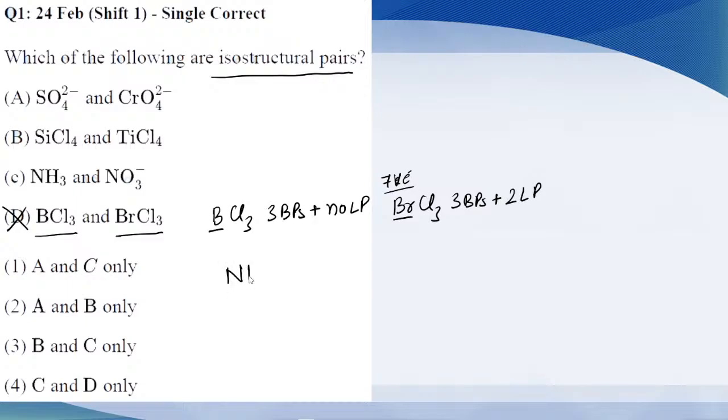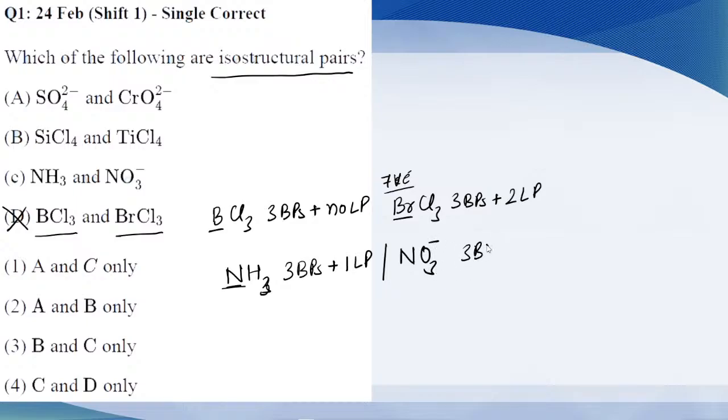Now come to ammonia and NO3 negative. In ammonia, how many bond pairs are there? Three bond pairs. And nitrogen has five valence electrons, so out of five, three are used. So one lone pair.